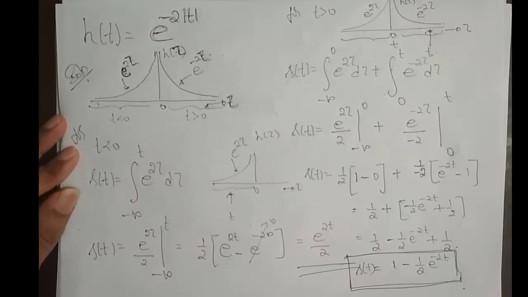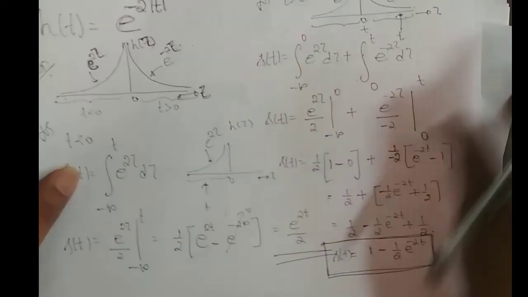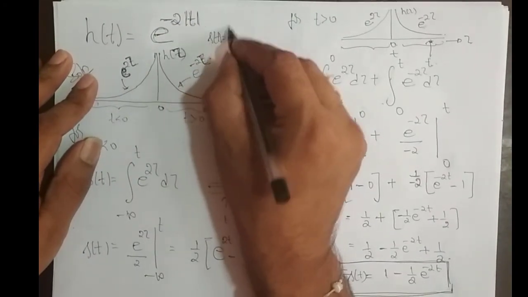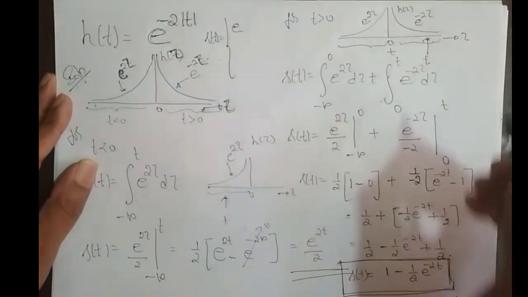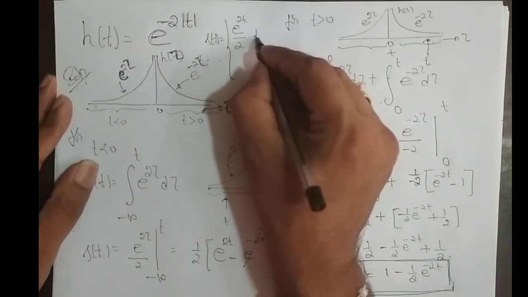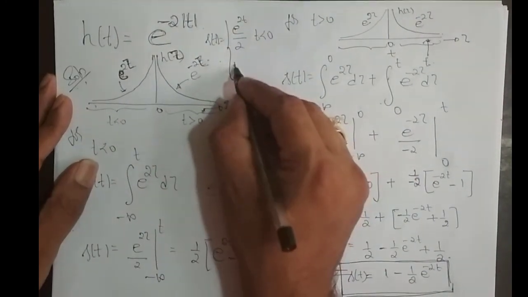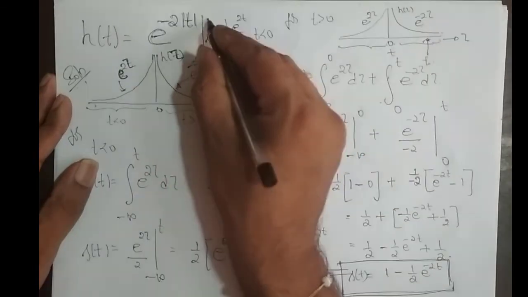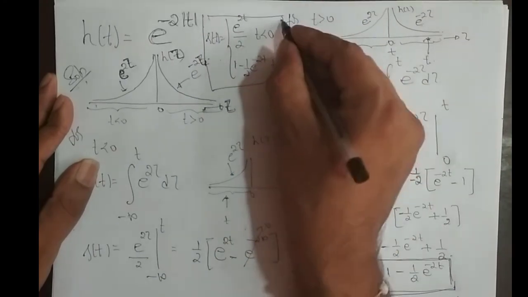Fine. So I have to write it combinedly. So in a combined form, let me write it here. So what do we have? Therefore s of t is equal to e power 2t by 2 for t less than 0, and it is 1 minus 1 by 2 e power minus 2t for t greater than 0. This is the step response.